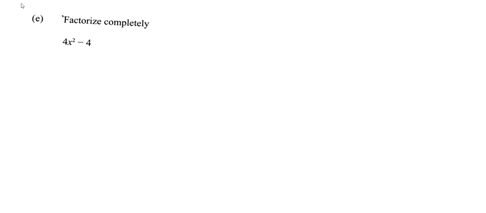And the last part, part E, we have to factorize 4x squared minus 4. So the first thing we realize, we have 4 is a factor of this term and this term, so we can pull out 4, and we end up with x squared minus 1. Alright, but we know that x squared minus 1 is the difference of 2 squares, so this will be 4 open brackets x plus 1 by x minus 1.